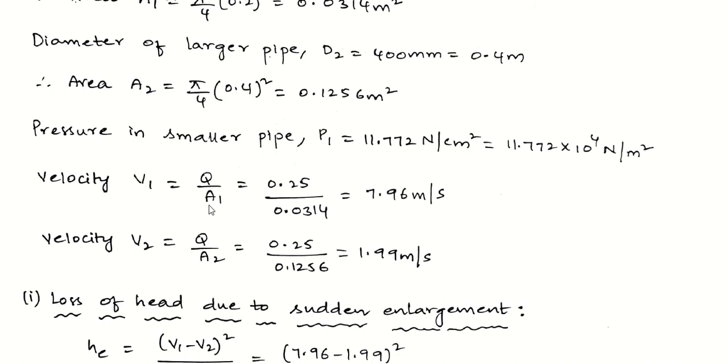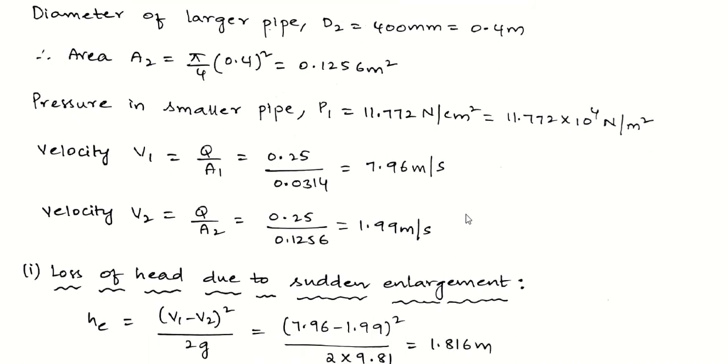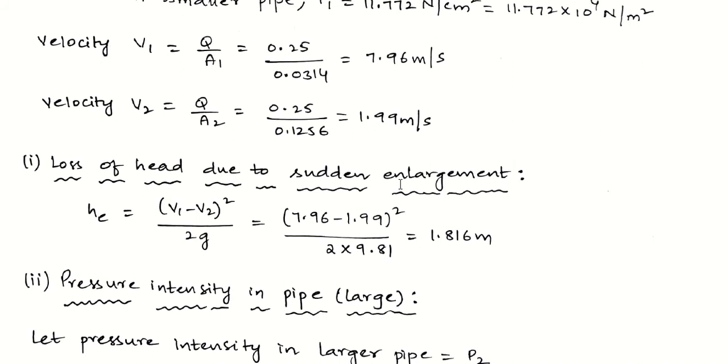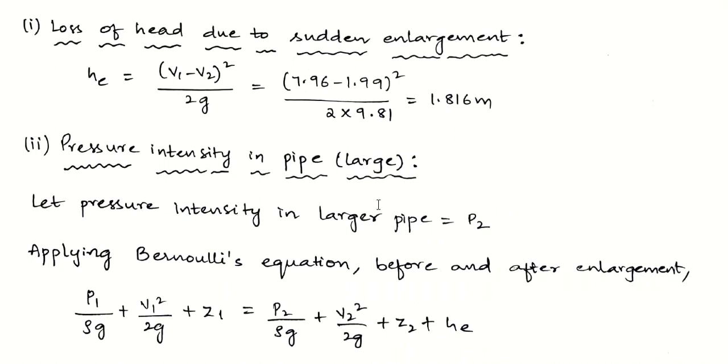Next, V1 is Q by A1. Again same value. V2 is Q by A2. You got 1.99 meter per second. Let's calculate loss of head due to sudden enlargement. (V1 minus V2) whole square by 2g, which is the formula. We got 1.816 meters. Now let's calculate the pressure intensity in the larger pipe, or the enlarged pipe.